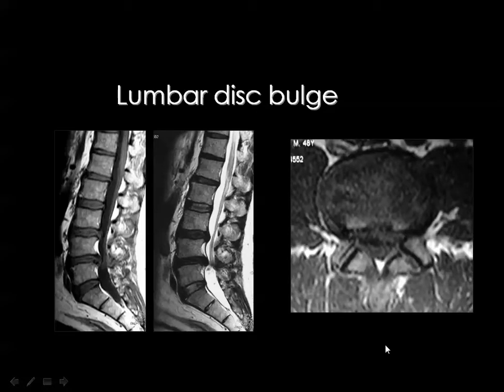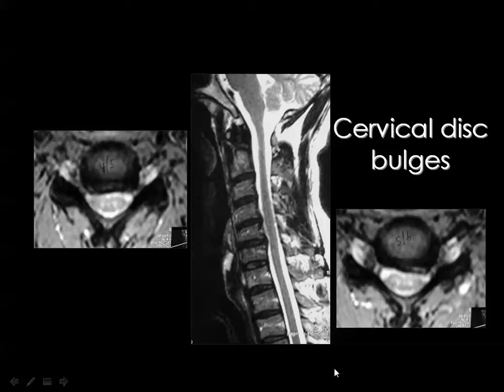Then you see here L34 and L45 are degenerated with loss of signal, loss of height at L45. They are extending inside the spinal canal, and I want to know if this is bulge or herniation. I go to the axial, then I can see the edge of the disc is bulging from left to right, and this is disc bulge.